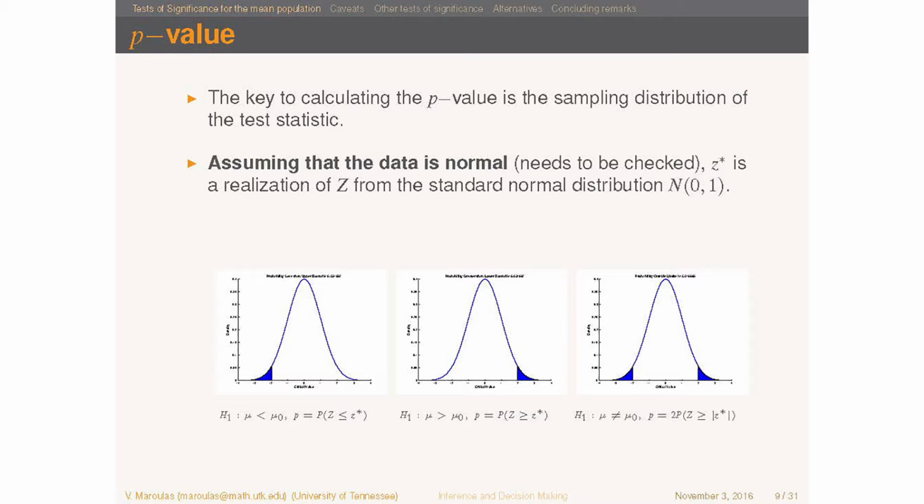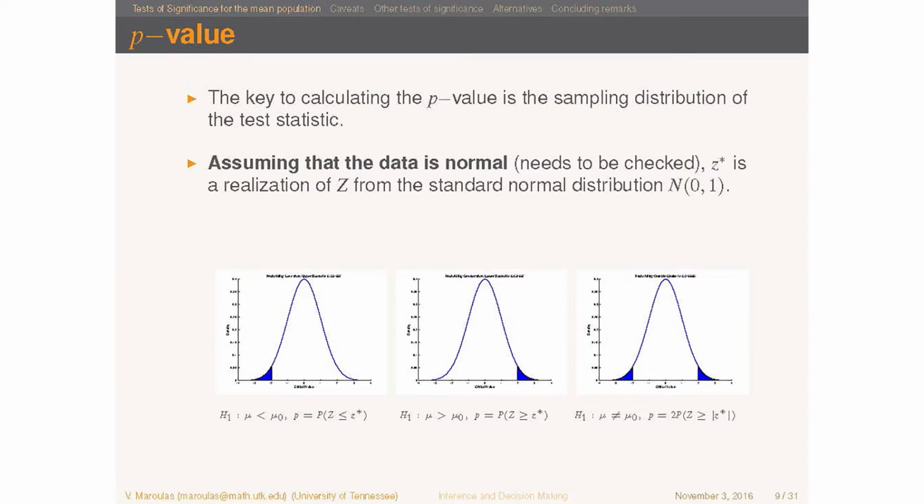The key to calculating the p-value is the sampling distribution of the test statistic, because the test statistic is not a number. The test statistic is a random variable which follows a distribution. Okay? This is very important. Now, if I assume that the data is normal, and I have in a parenthesis that this needs to be checked, we will see later on how, then the z star, for example, the number that I computed here, is a realization of capital Z, where the capital Z is the standard normal distribution.